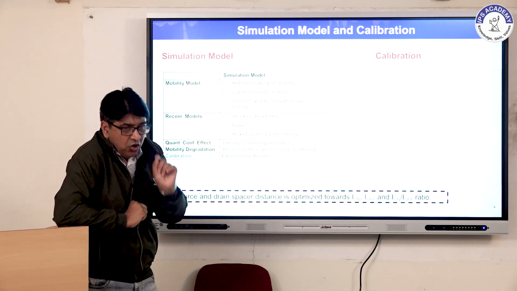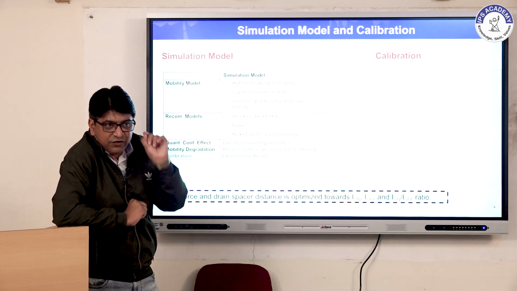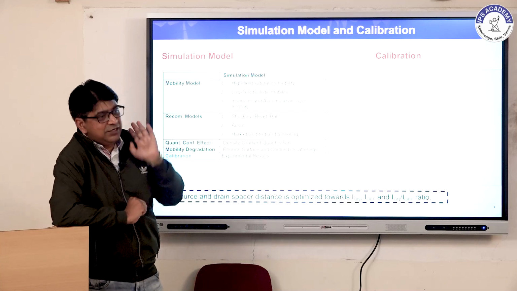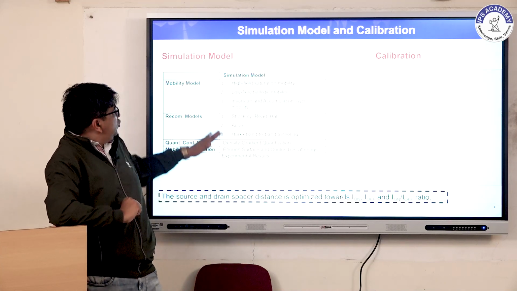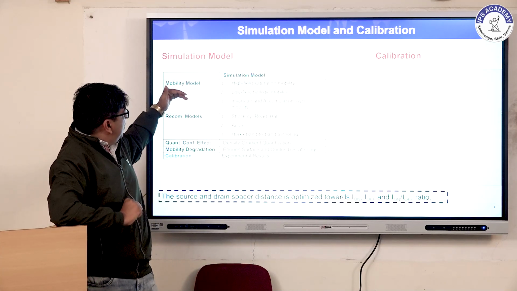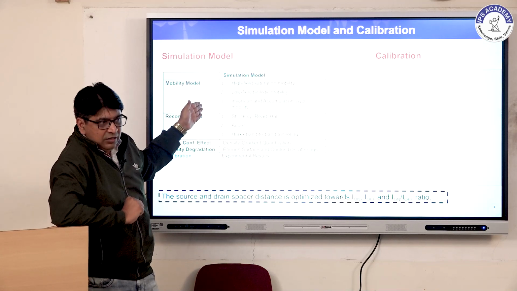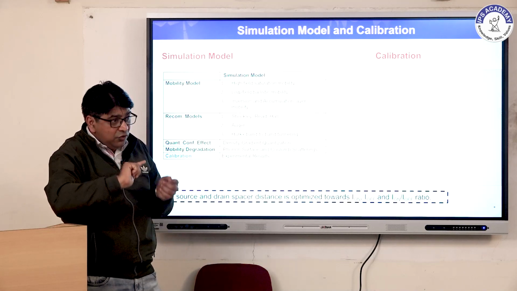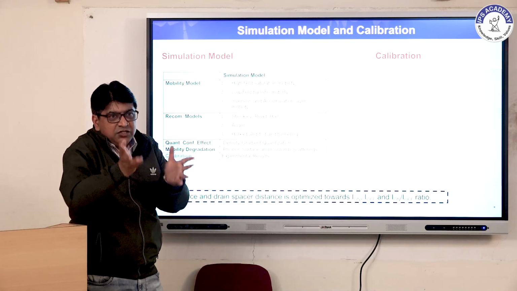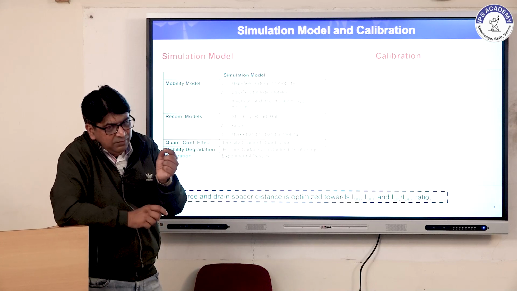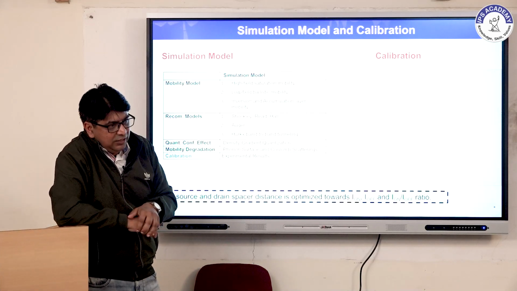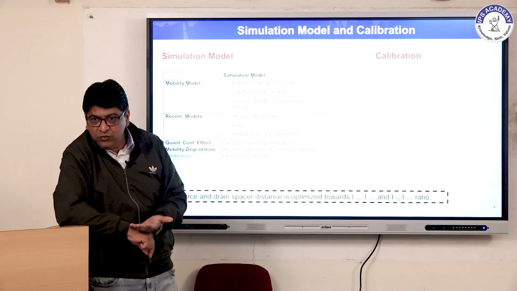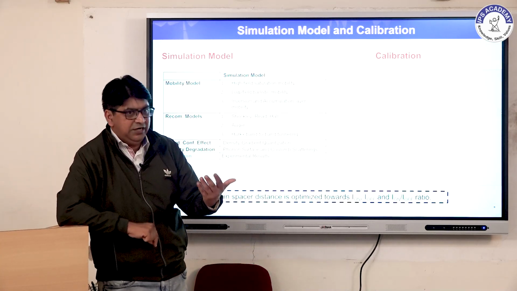So our first step is that whenever you start simulation, first you calibrate your model with the measured data. For that purpose, you have to change the parameters of such models. The mobility model will have some parameters, we change them and make your current simulation, whatever the things are there, calibrated with your measured data. Once it happens, it means your model is accurate, then you apply it in your dedicated device.